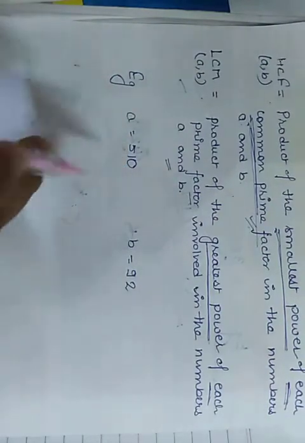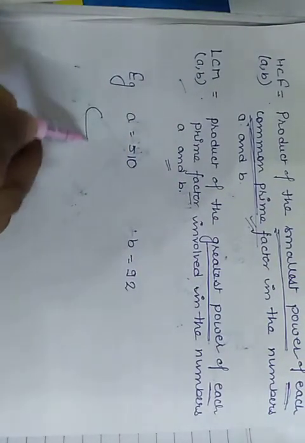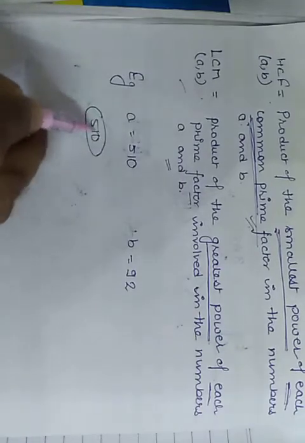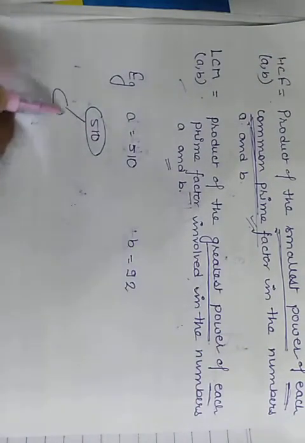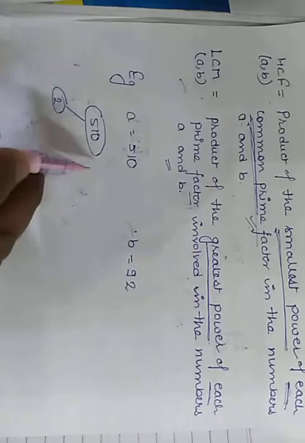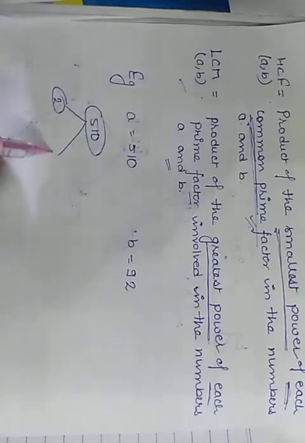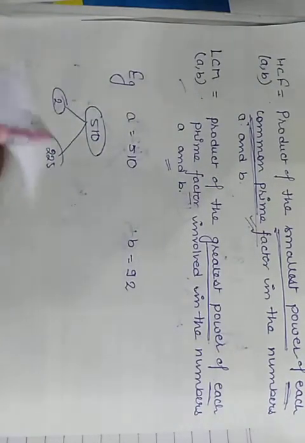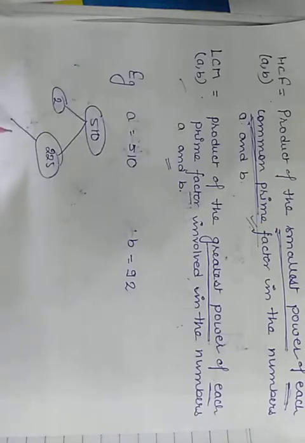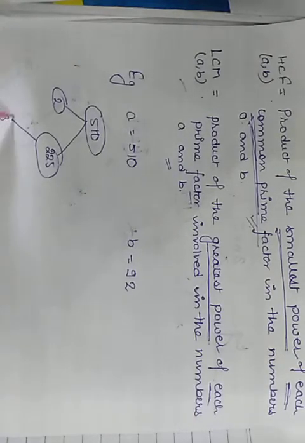This is 510. So using the tree method, this is 510. The first prime number that can divide is 2. And here I am left with 255. For 255 it is not divisible by 2. Try with 3. So yes, it is divisible by 3.